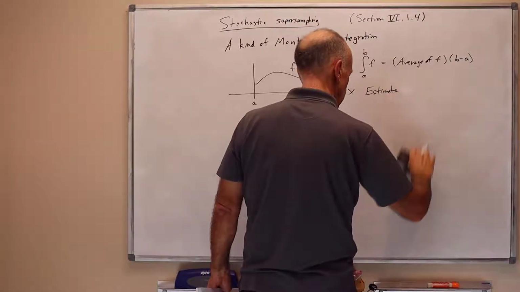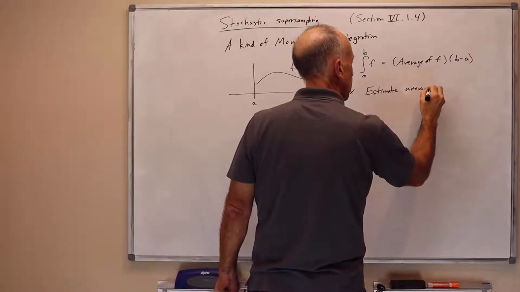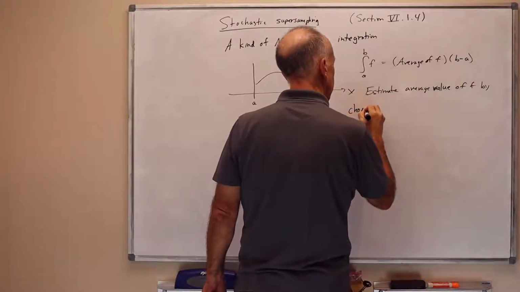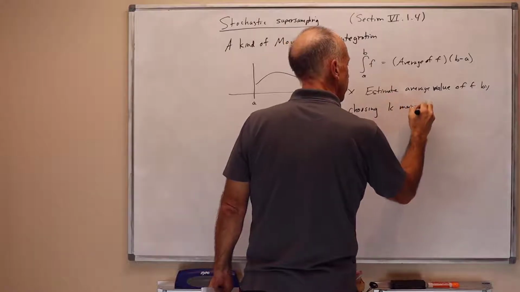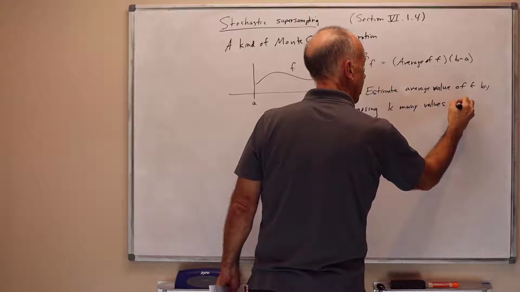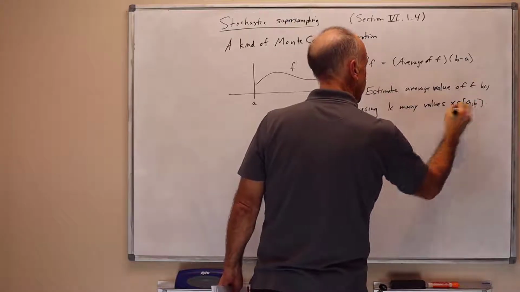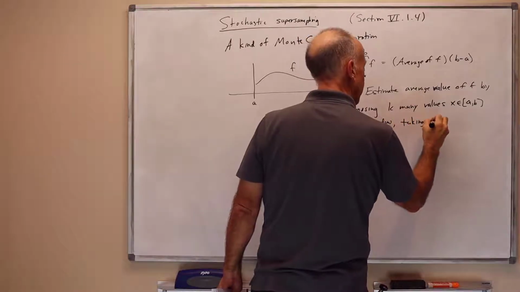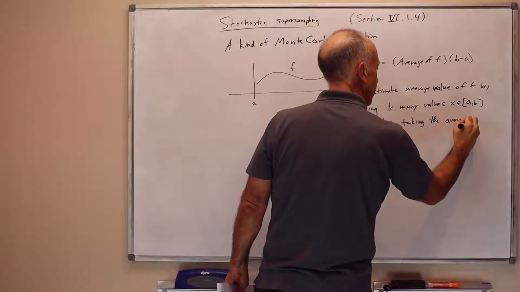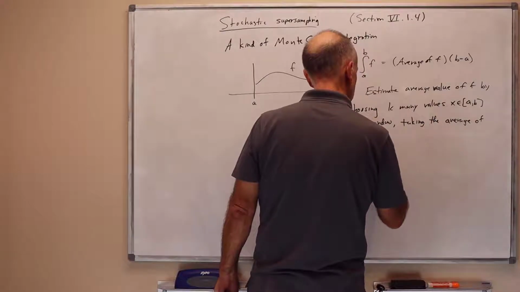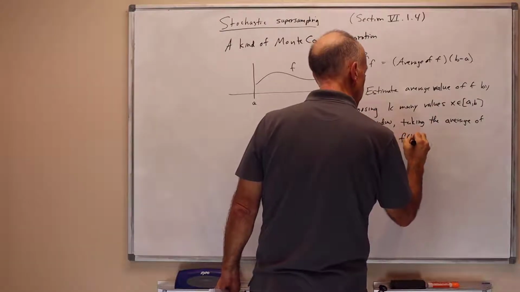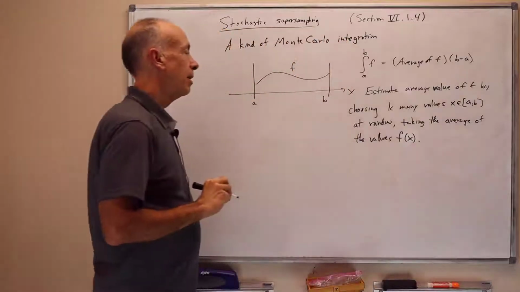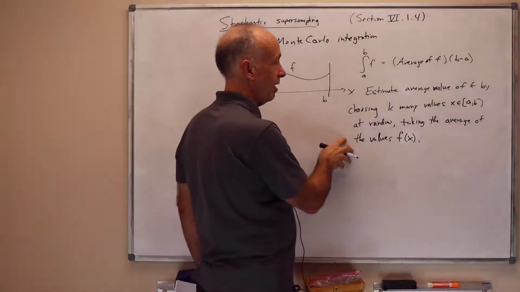Estimate the average value of f by choosing, say, k many values x in the interval ab at random, and then taking the average of the k values, f of x. And the expected value for that is, of course, the average of f.